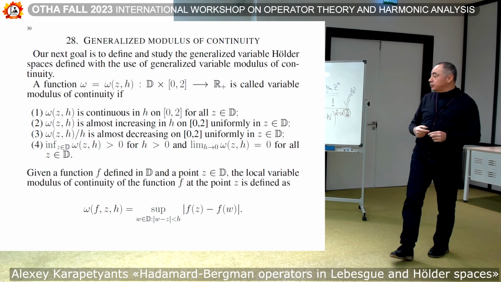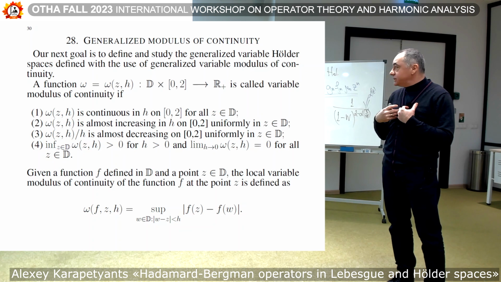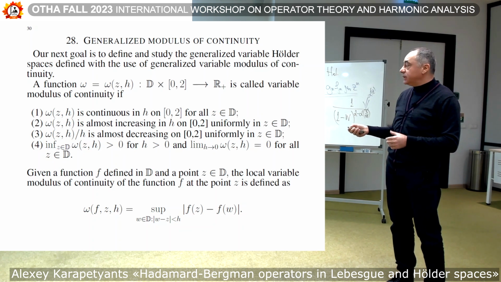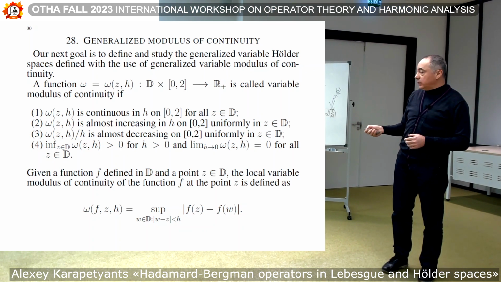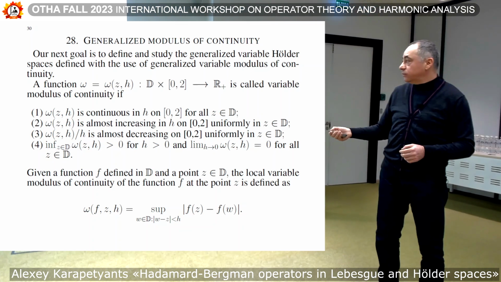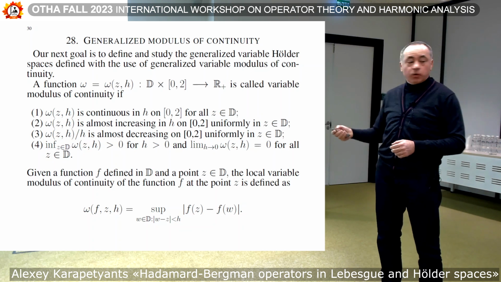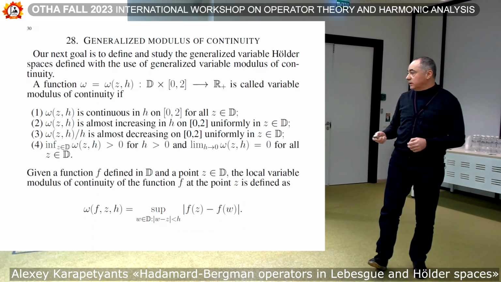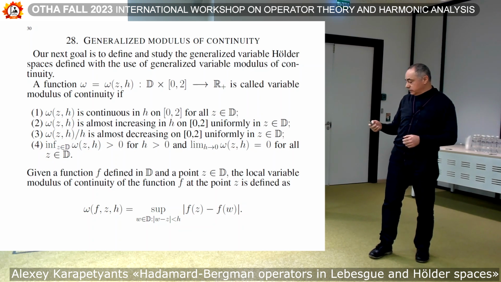And once I want to speak about the Hölder spaces, I need the definition, because our Hölder space is defined with respect to a modulus of continuity. So I have here the most general case, variable modulus of continuity. You can see the requirements are almost the same as for a regular modulus of continuity, but with the only restriction that everything is uniform in the parameter z, in the variable z. So we define the local modulus of continuity by this formula.